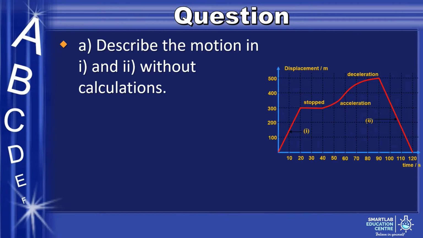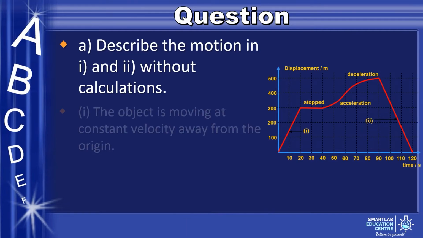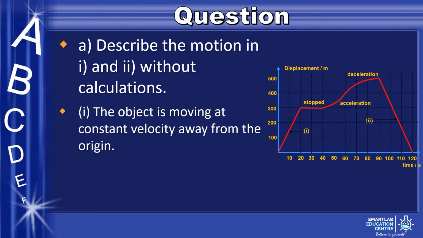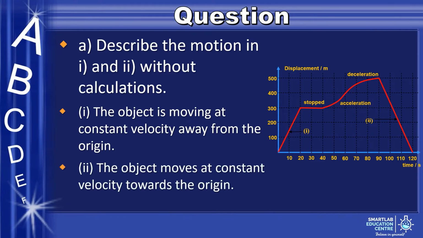According to the scenario in Part 1, the object is moving at constant velocity away from the origin, whereas the scenario in Part 2 shows that the object moves at a constant velocity towards the origin. This can be seen as the scenarios in Part 1 and 2 are straight lines, and hence the gradient is constant.